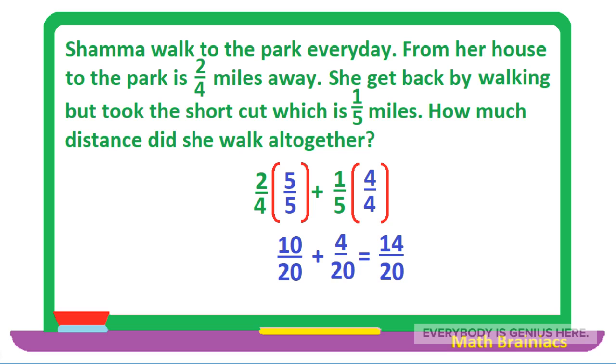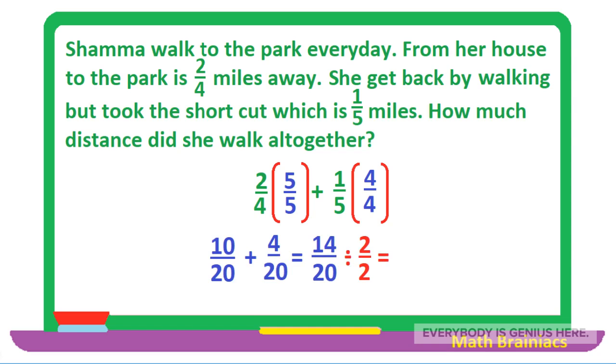10 plus 4 will give us 14, and we're going to retain the denominator as it is. So, our answer is 14 over 20. But 14 and 20 have common factors. So, we're going to divide the fraction by the common factor so that we can generate the simplest form. Accordingly, 14 over 20 divided by 2 over 2.